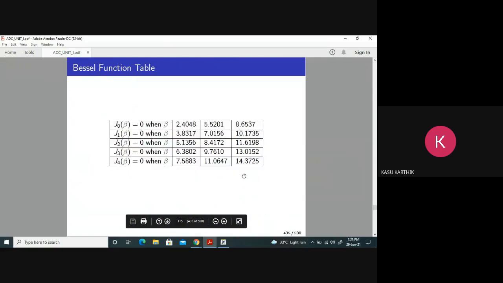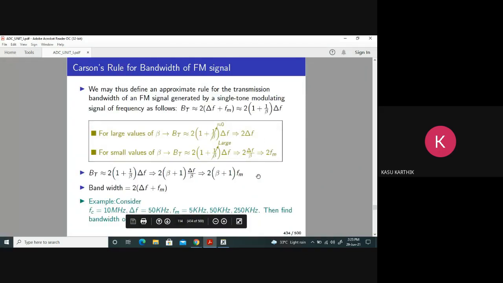This is what I have written. I have given one example to solve. FC equal to 10 megahertz, delta F equal to 50 kilohertz. For FM I gave 3 cases. Then find the bandwidth of FM. What formula do you use? 2 into delta F plus FM.